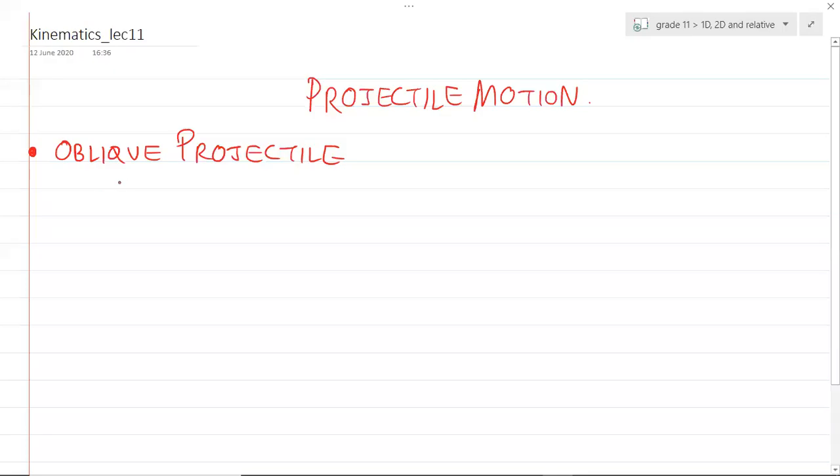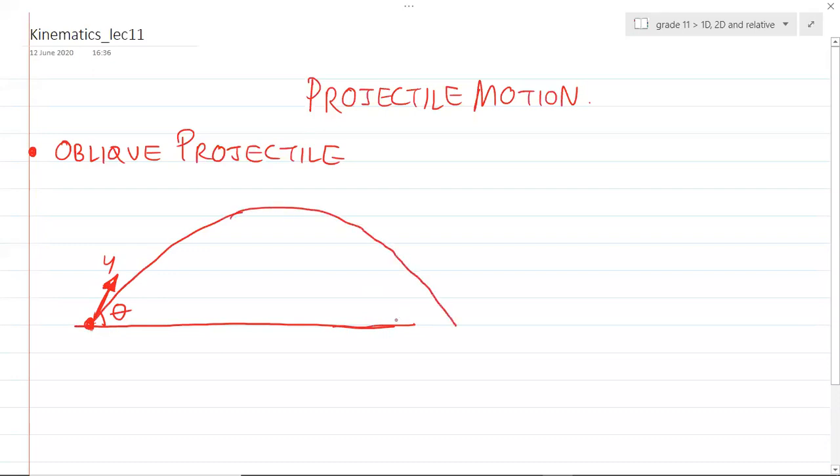So the first one which we discussed was oblique projectile. Oblique projectile is basically when you throw an object at a certain angle with the horizontal. So let's say you have thrown this object at a certain angle theta, and this object goes like this and falls like this.